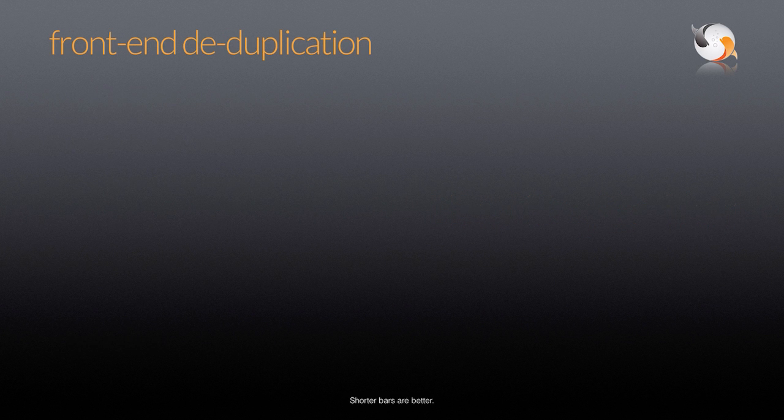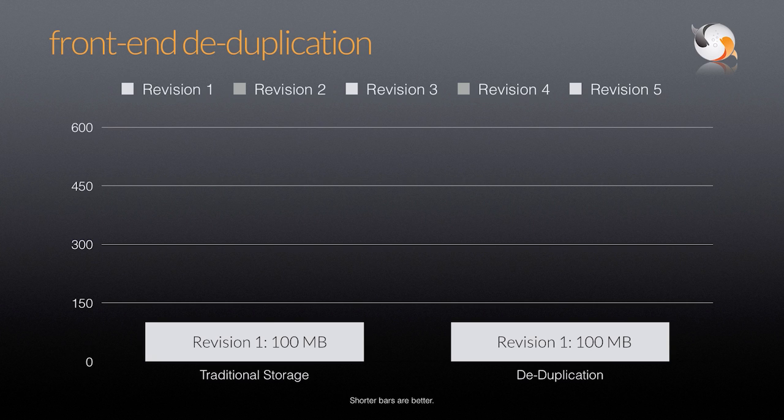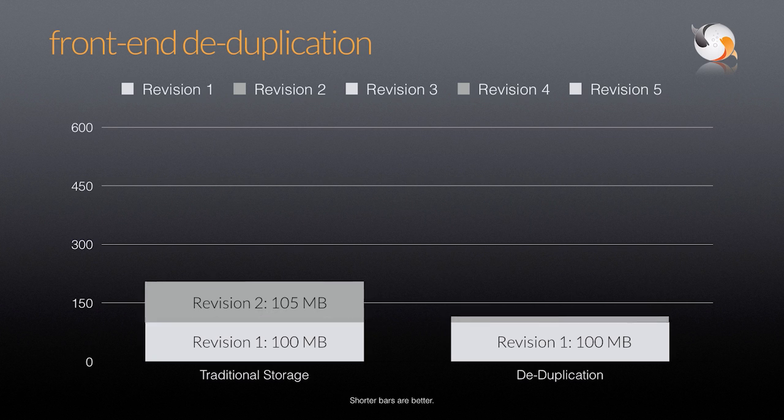Front-end deduplication is a feature in Zoom that reduces the amount of storage needed to store multiple versions of files. Let's illustrate the differences between storing files in a traditional storage system and storing files using Zoom. First, let's load a single asset, in this case, a file that is 100 megabytes in size. After we make our first revision and commit it back to the system, we notice that in a traditional environment, they are storing the entire file again plus some additional information using up about 105 megabytes in space.